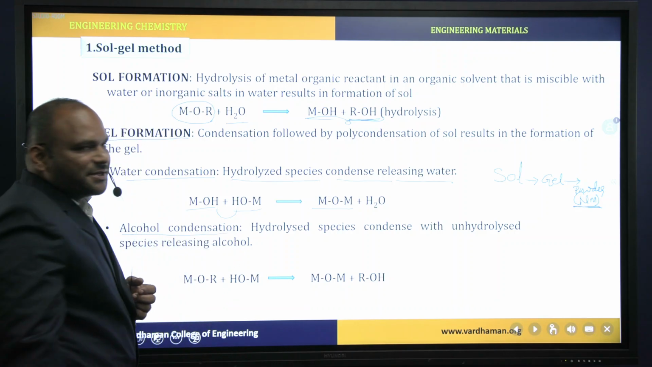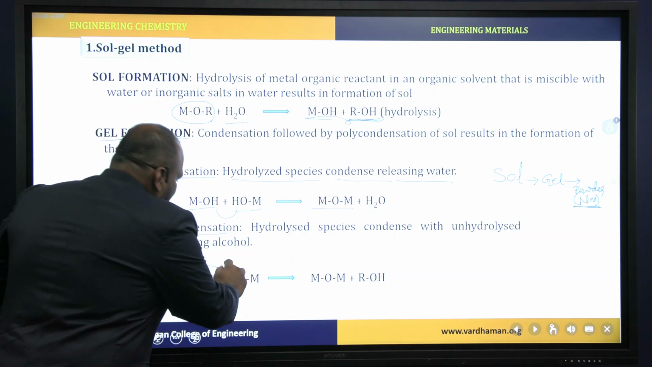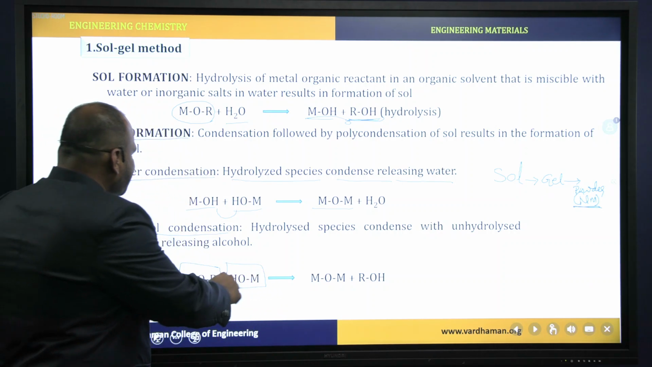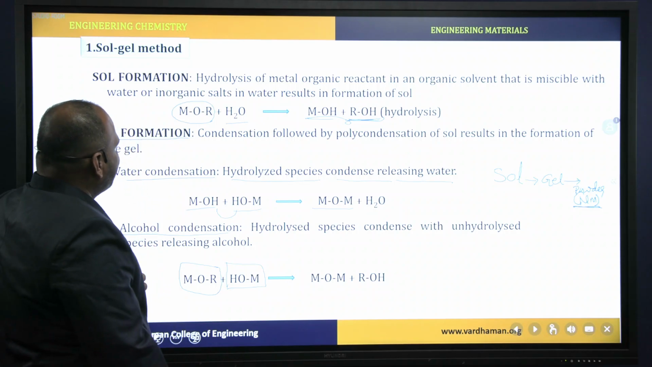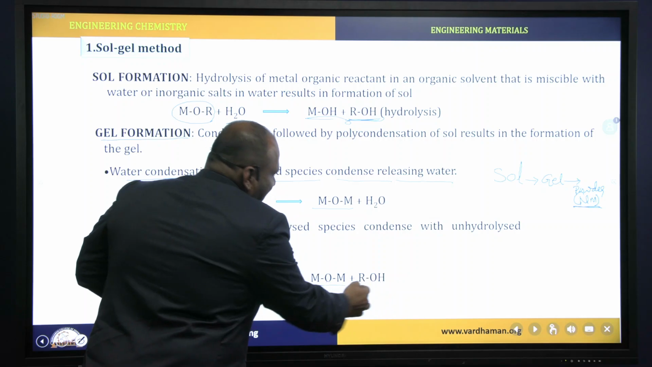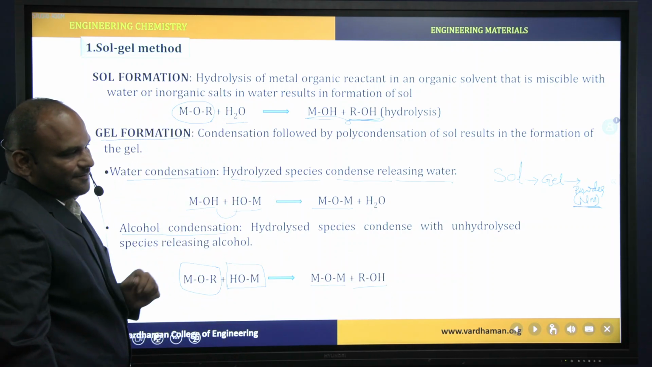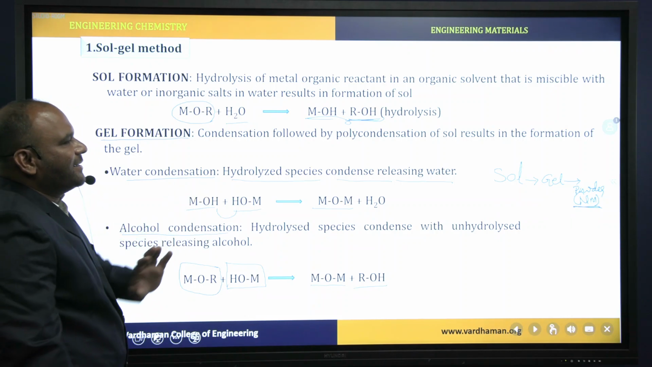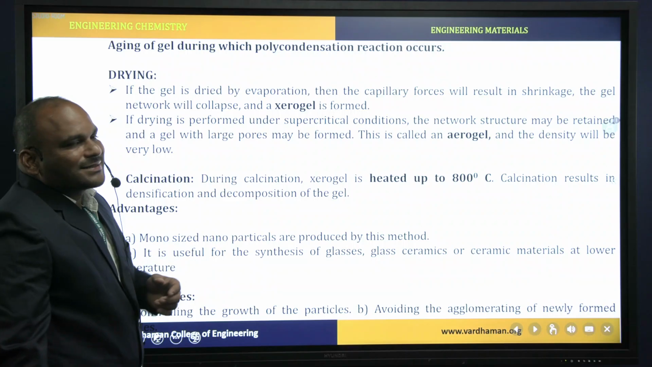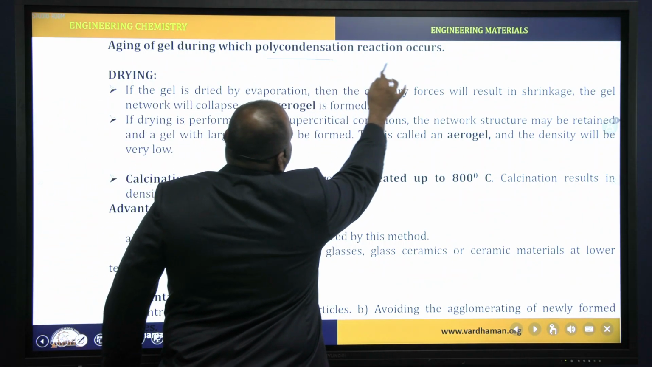Next, the second step under gel formation is alcohol condensation. Hydrolyzed species, that is metal OH, and unhydrolyzed species, which is metal alkoxide, are converted into metal oxy metal linkages and alcohol. These two steps are involved to form a gel. Right? In the gel, major components are what? Metal oxy metal linkages. Next, aging of the gel, during which the polycondensation reaction occurs.